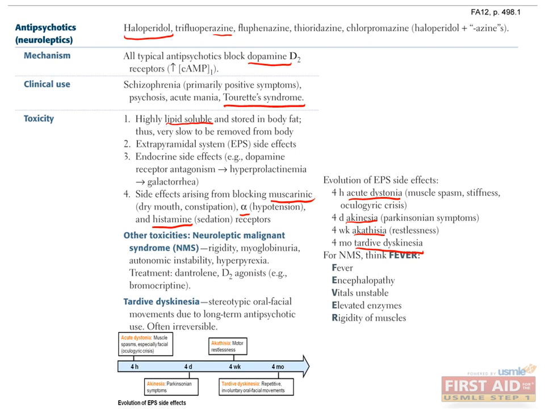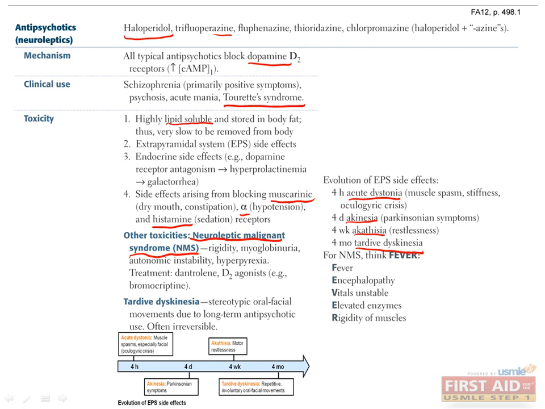The final side effect is one of the more worrisome and potentially life-threatening ones, albeit rare. It's referred to as neuroleptic malignant syndrome, or NMS. The symptoms of NMS are individually somewhat nonspecific, but as a constellation, there are not many diseases that look this way. The memory aid FEVER will help you remember these side effects. They include fever, encephalopathy, vitals instability, elevated enzymes, and rigidity of muscles.